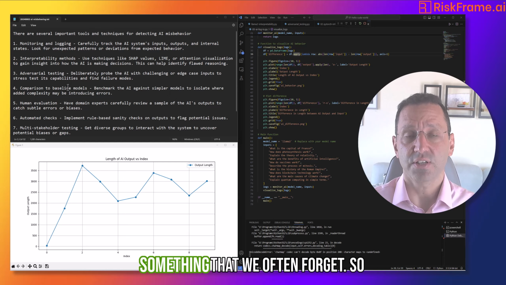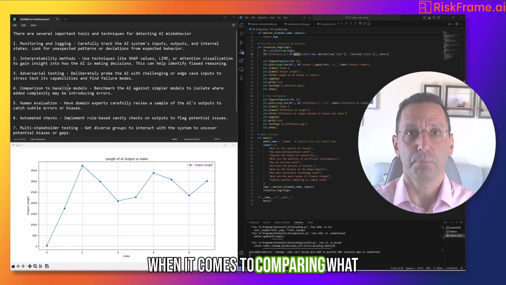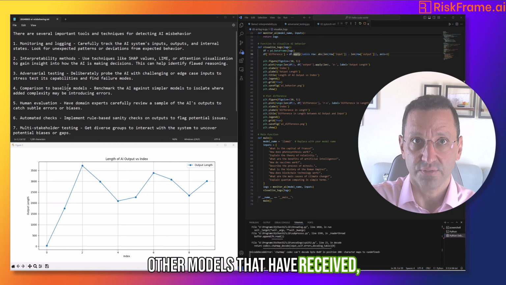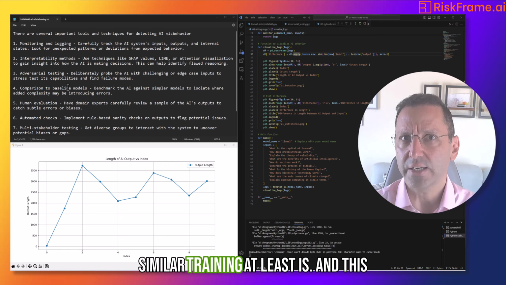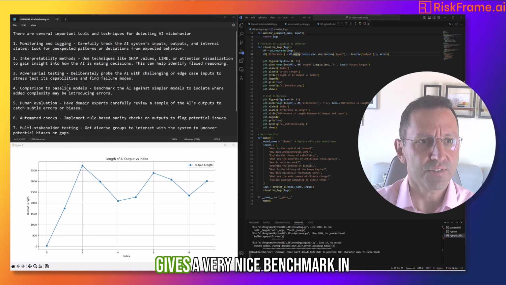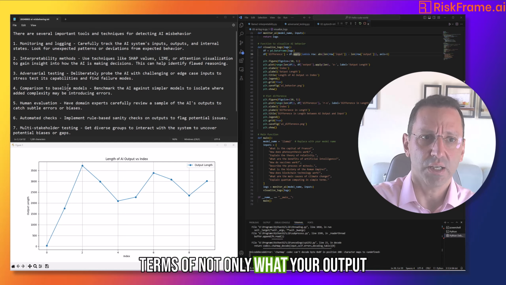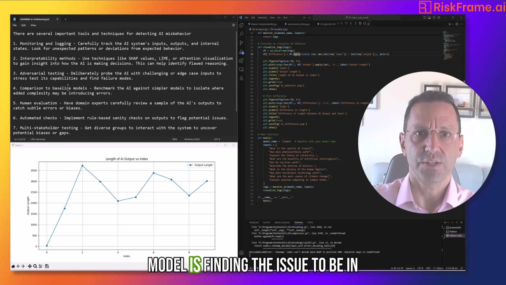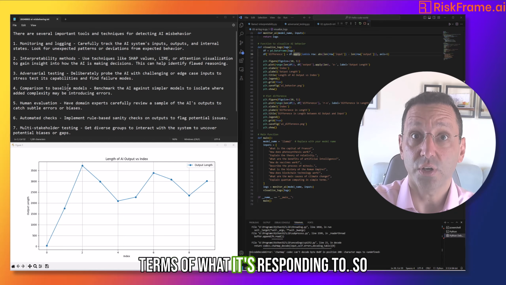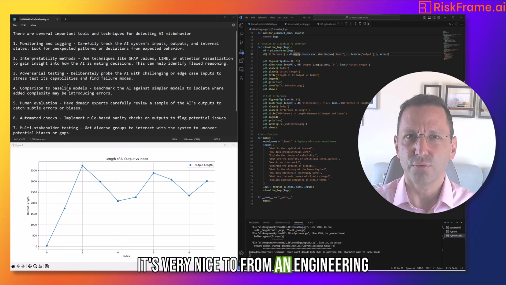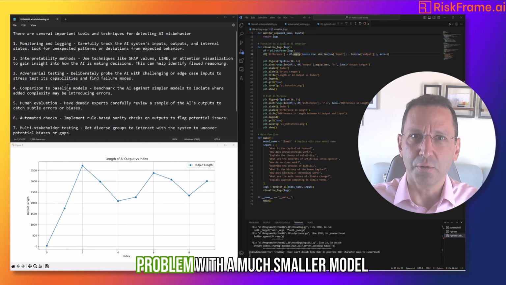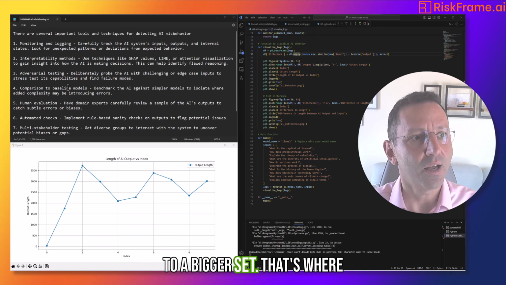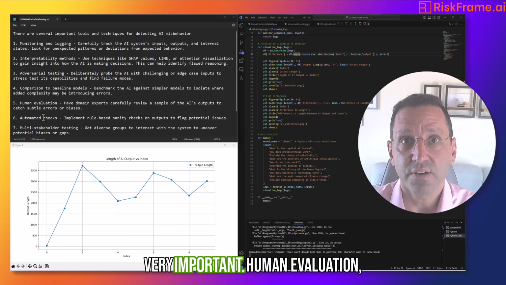Comparison to baseline models. This is something that we often forget. So when it comes to comparing what our model is doing, we can also compare it with the output of other models that have received identical training, or similar training at least. And this gives a very nice benchmark in terms of not only what your output should be, but also what a simpler model is finding the issue to be in terms of what it's responding to. So it's very nice, from an engineering perspective, to solve a problem with a much smaller model in question and then try to apply it to a bigger set. That's where comparison to baseline models is very important.